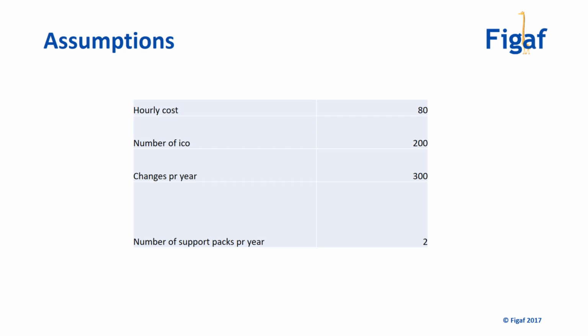It's almost the same. The number of ICOs you have is 200, and the number of changes you have per year is 300. So 300 support cases a year, one a day. And then you want to install support packages 2 times a year.